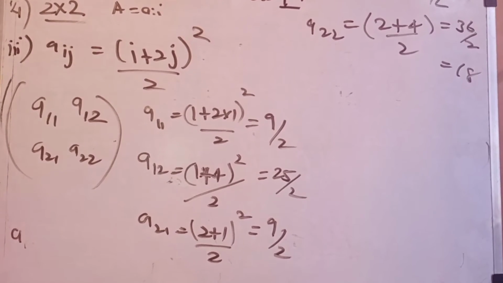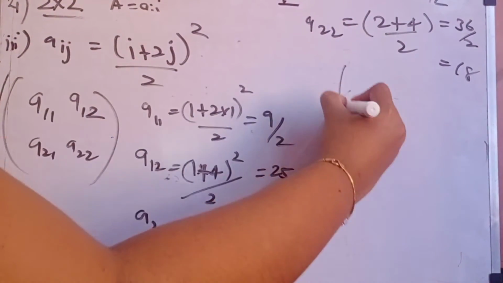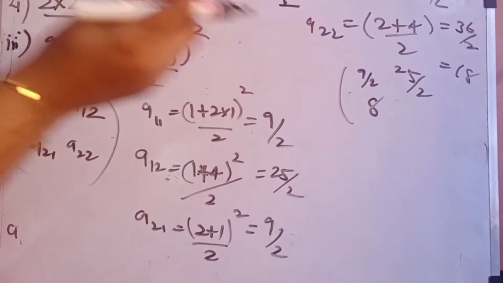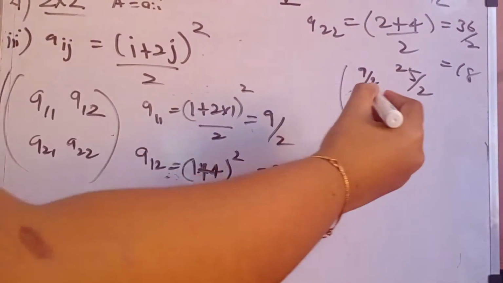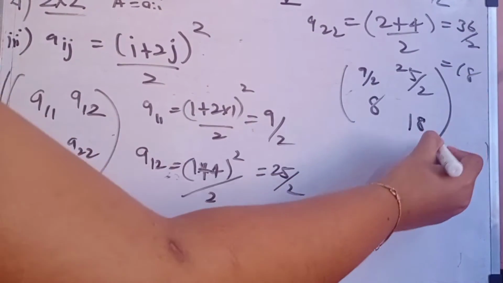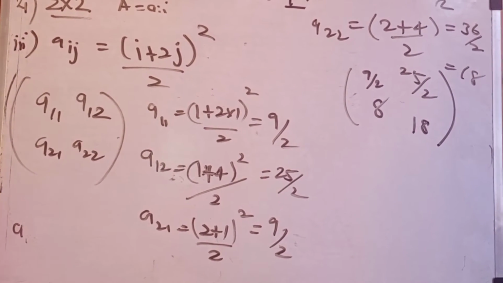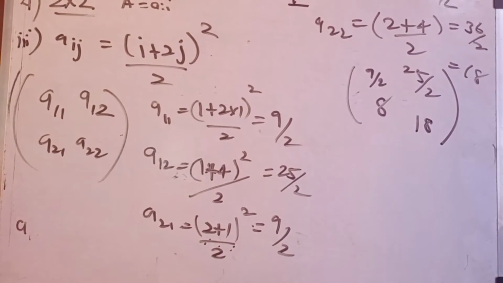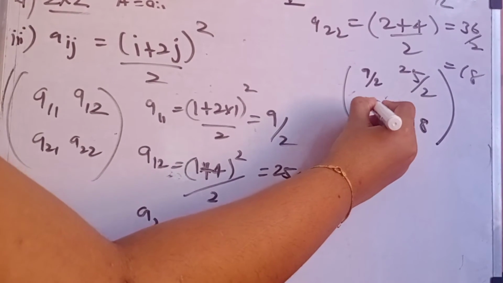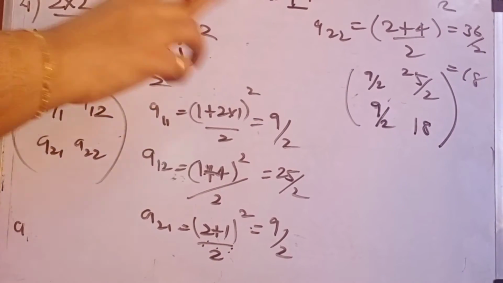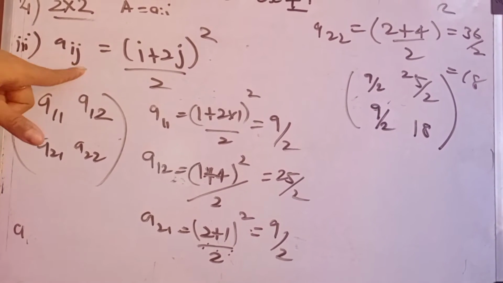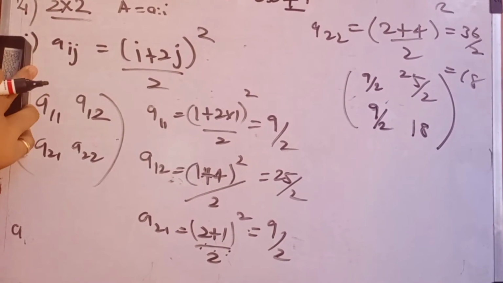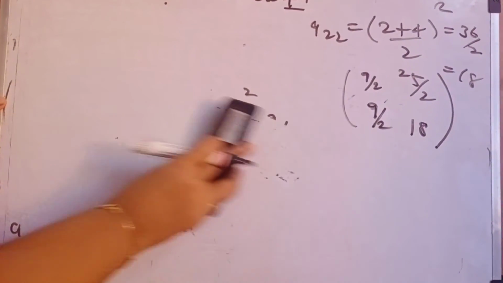So what is the answer we are getting? 9 by 2, 25 by 2, 9 by 2 and 18. 2 plus 1, 3, 3 square, 9, 9 by 2. Sorry, 9 by 2. So this is what we are getting for Aij for this value. So are you thorough with these three things? Shall we go for the fifth question then?